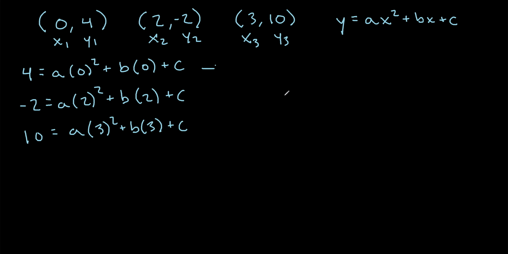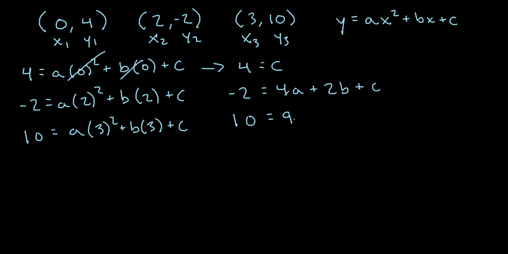Okay, so first let's simplify each of these equations. We have 4 equals, this 0 will cancel out, this 0 is nothing, so 4 = c. Over here we have -2 equals, 2 squared is 4, so 4a, plus b times 2, we'll write it as 2b, plus c. And then we get 10 = a times 3 squared. 3 squared is 9, so we'll write 9a, plus b times 3, we'll write that as 3b, plus c. Okay, so we have a system of 3 equations now, and we need to solve for a, b, and c.